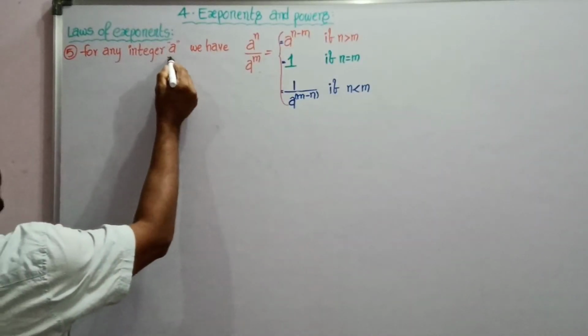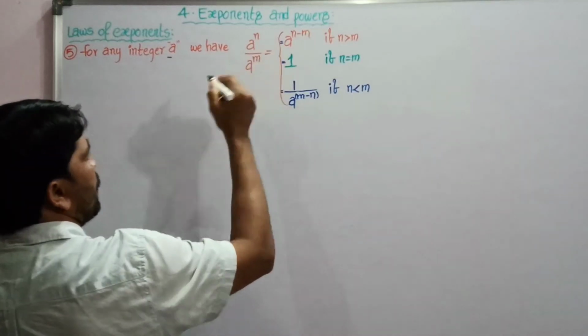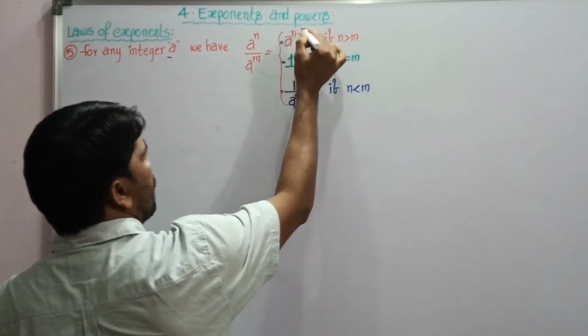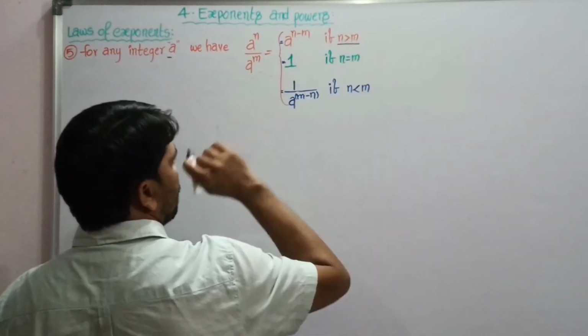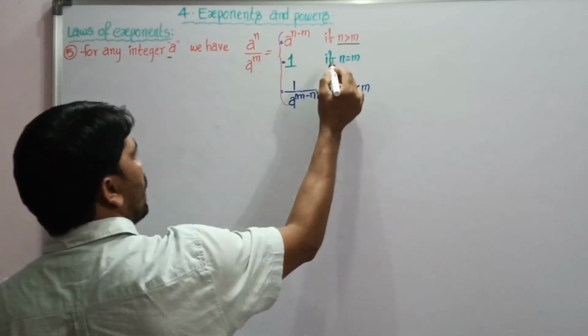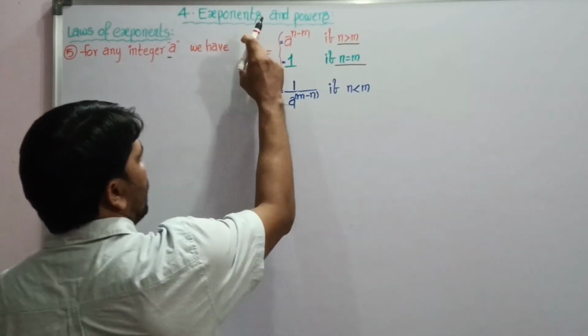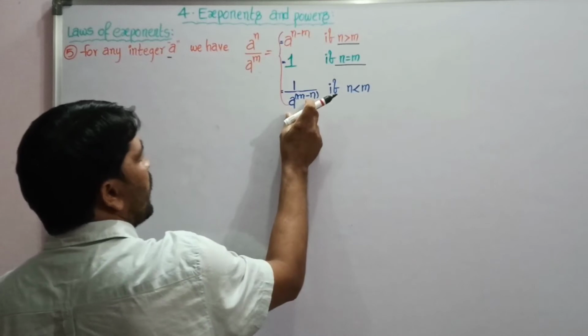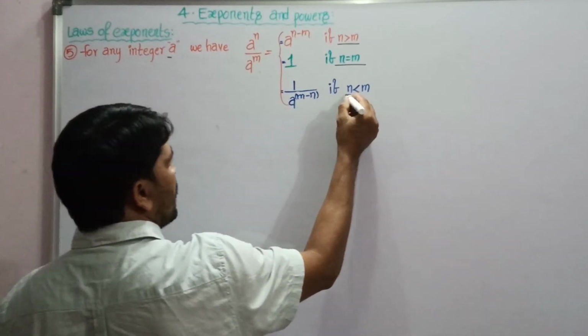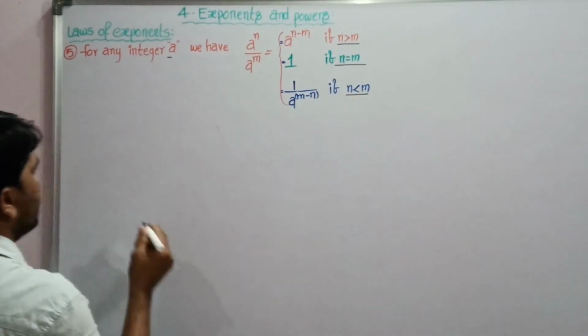Next law of exponents, the fifth one. For any integer a, we have a^n / a^m equal to a^(n-m) if n is greater than m, which is equal to 1 if n equals m, and the value of the expression is equal to 1 / a^(m-n) if n is less than m. Let us see the proof.